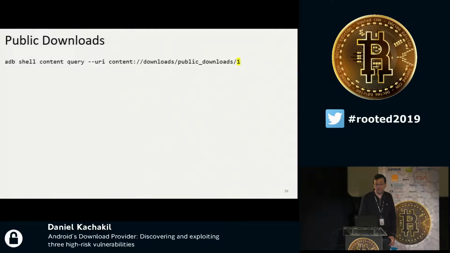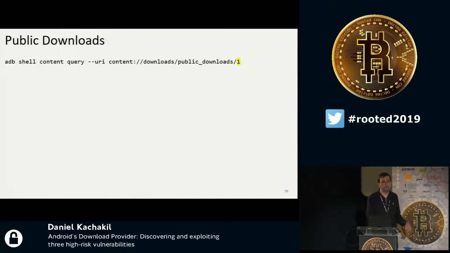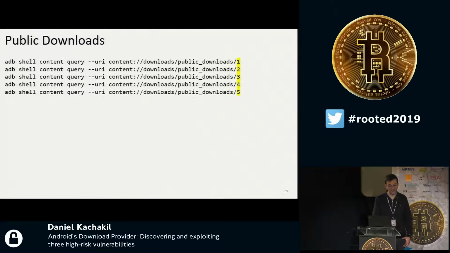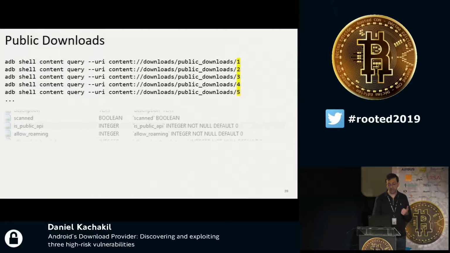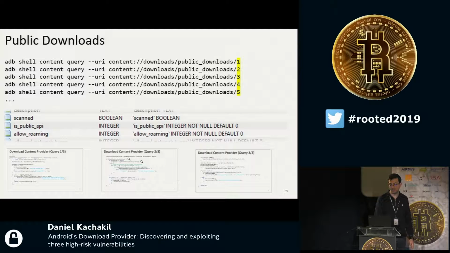What are public downloads about? What happens if I do this? If I do ADB shell and I ask it to give me URI content number 1 and 2 and 3 and all the downloads, well, you more or less can guess it, isn't it? That method doesn't have any permission and there is nothing in the code. Well, there is a column in the database that doesn't show in the code at all.